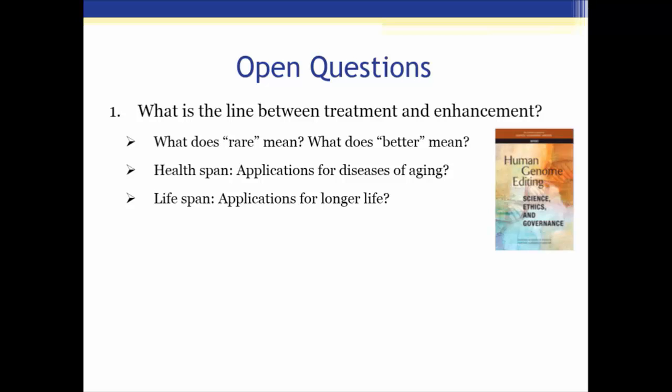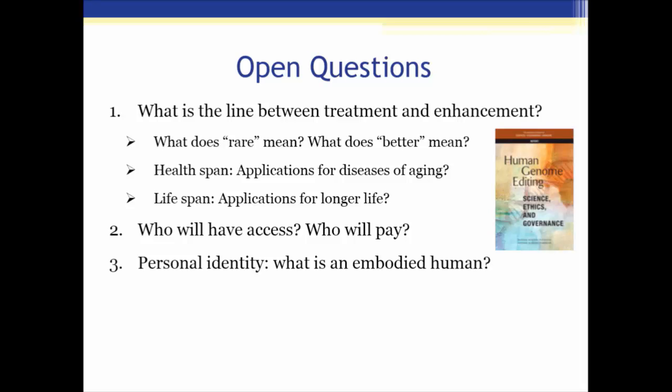Would we, for example, say that we should go ahead with a therapy that would give us less cognitive decline after 70? Interesting question. Who will have access? Who will pay? We've talked about that. Also, the changing nature of the human. So, if we proceed with these therapies and others that would radically change what we know about ourselves, our personal identity, without them, what does that mean for us as a human? This may, I think, lead to new definitions of posthumanism or perhaps transhumanism, individuals that are enhanced in some way by technologies such as CRISPR and others.